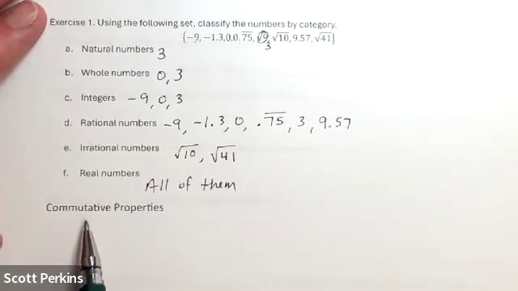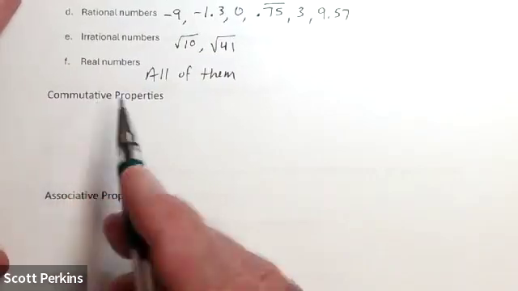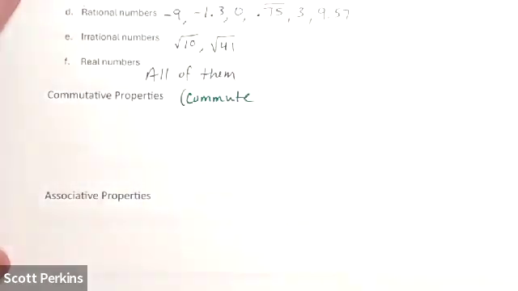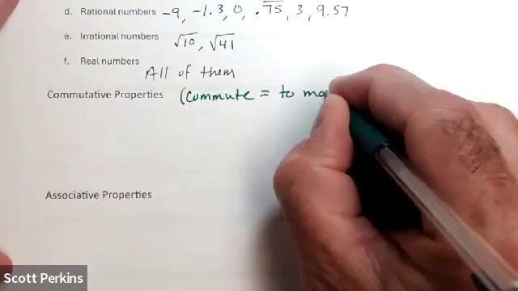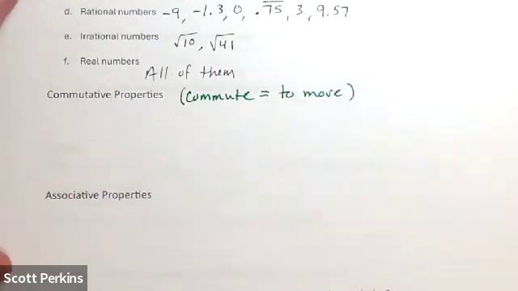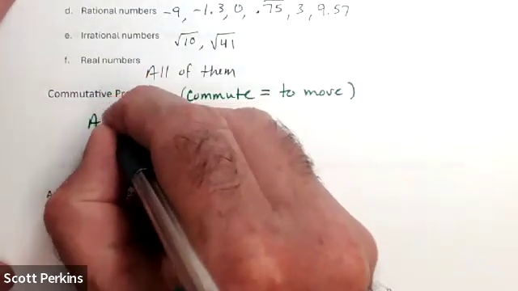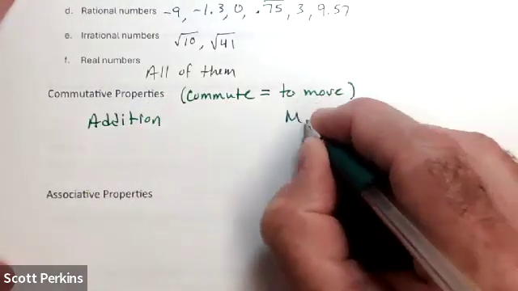So the first type of properties are what's called the commutative properties. The commutative properties, to commute, when you use the word commute, to commute means to move. So the commutative properties deal with movement, and there are two commutative properties for the real numbers. There's the commutative property of addition, and there's the commutative property of multiplication.